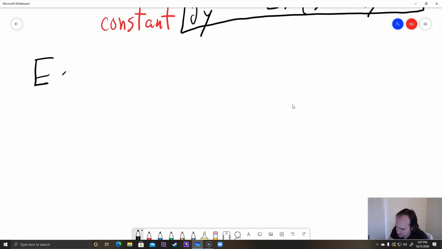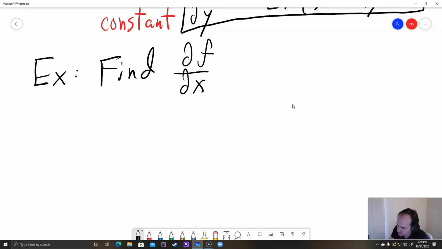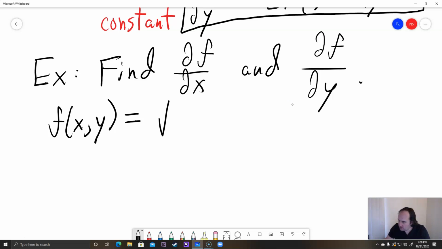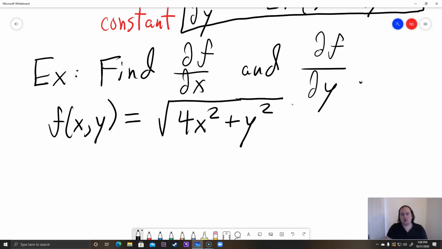Okay, new example. Find del f del x and del f del y. So same instructions, but we have a new function here. For this one, our function is f of x comma y equals the square root of 4x squared plus y squared. So this is a bit more complicated looking function.